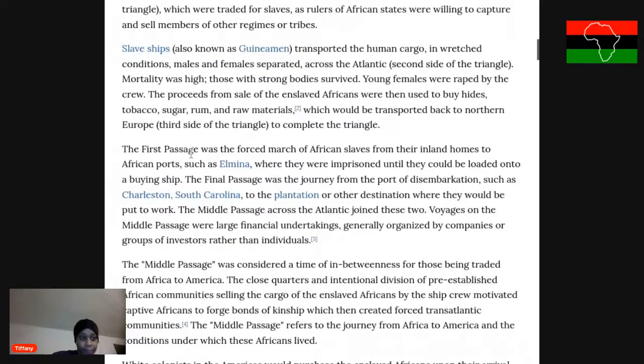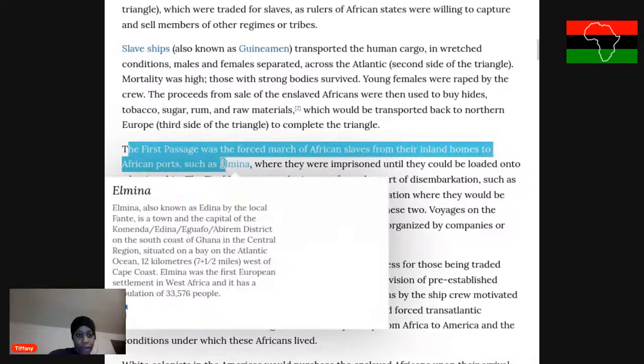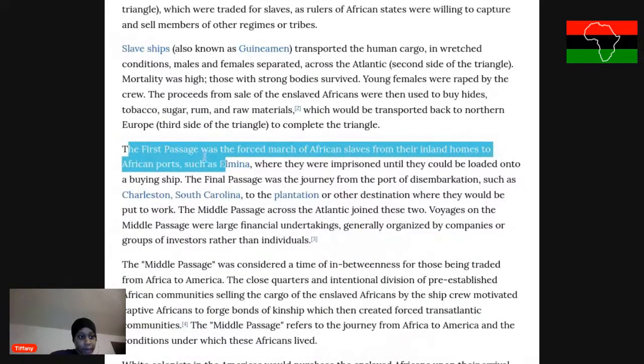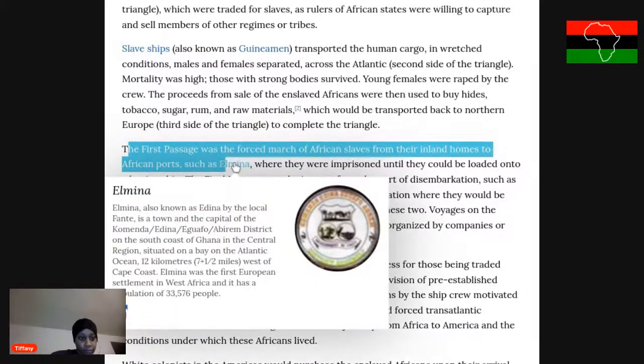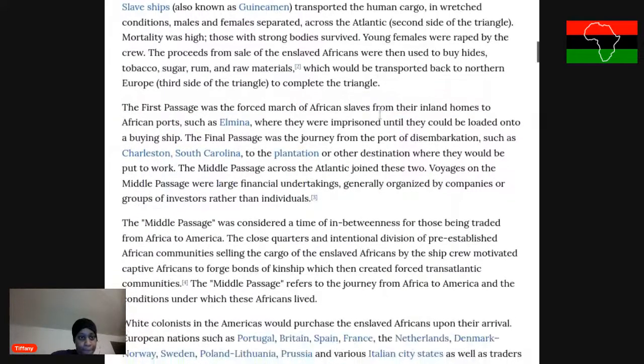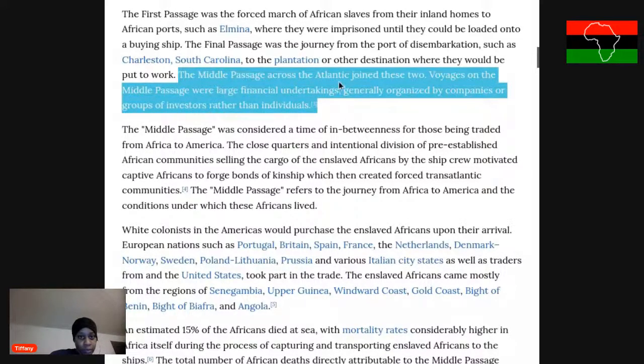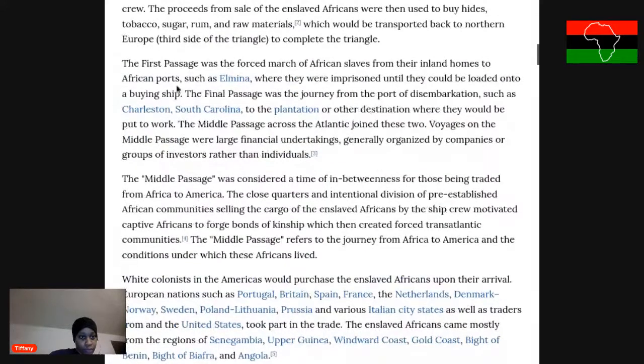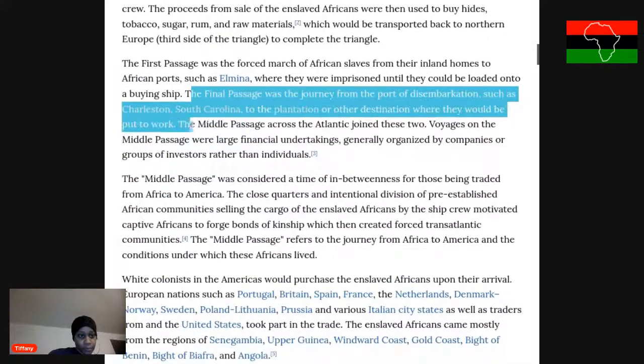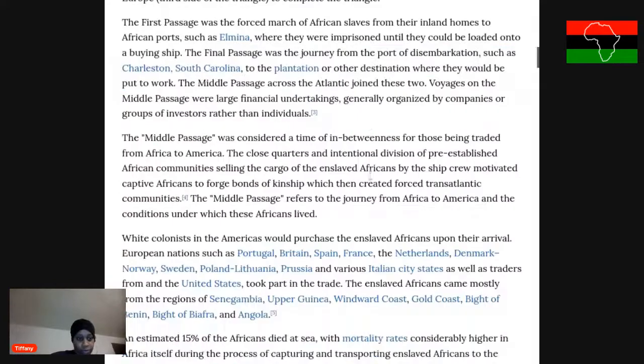All right. So as you can see, the first passage was the forced march of African slaves from their inland homes to African ports, such as Elmina, right? Then, of course, you got the middle passage. The voyage on the middle passage was a large financial undertaking, generally organized by companies or groups of investors rather than individuals. Okay, and then you got the final passage. It was the journey from the port of disembarkation, such as Charleston, South Carolina, to the plantation or other destination where they would be put to work. All right.